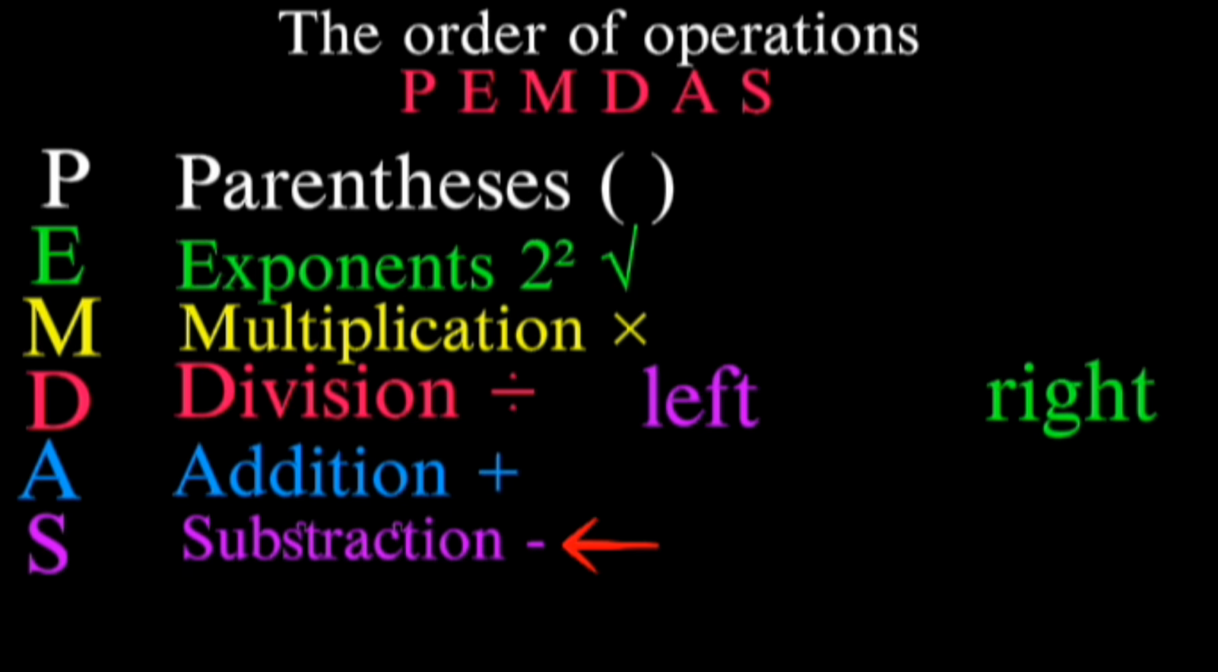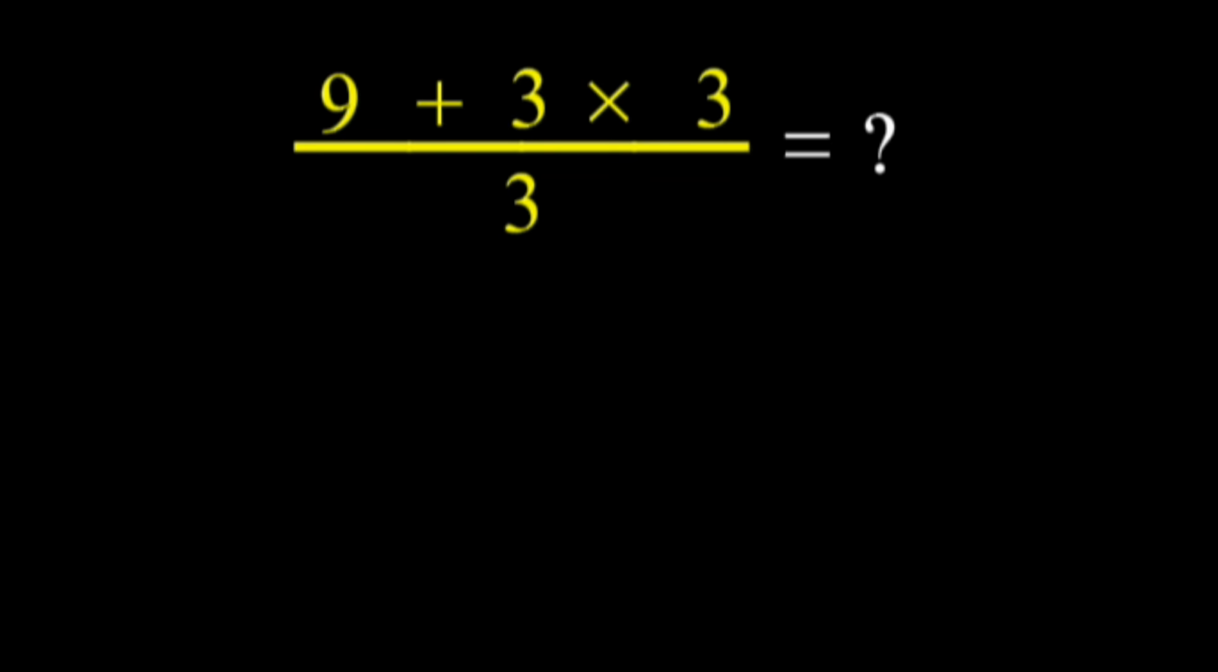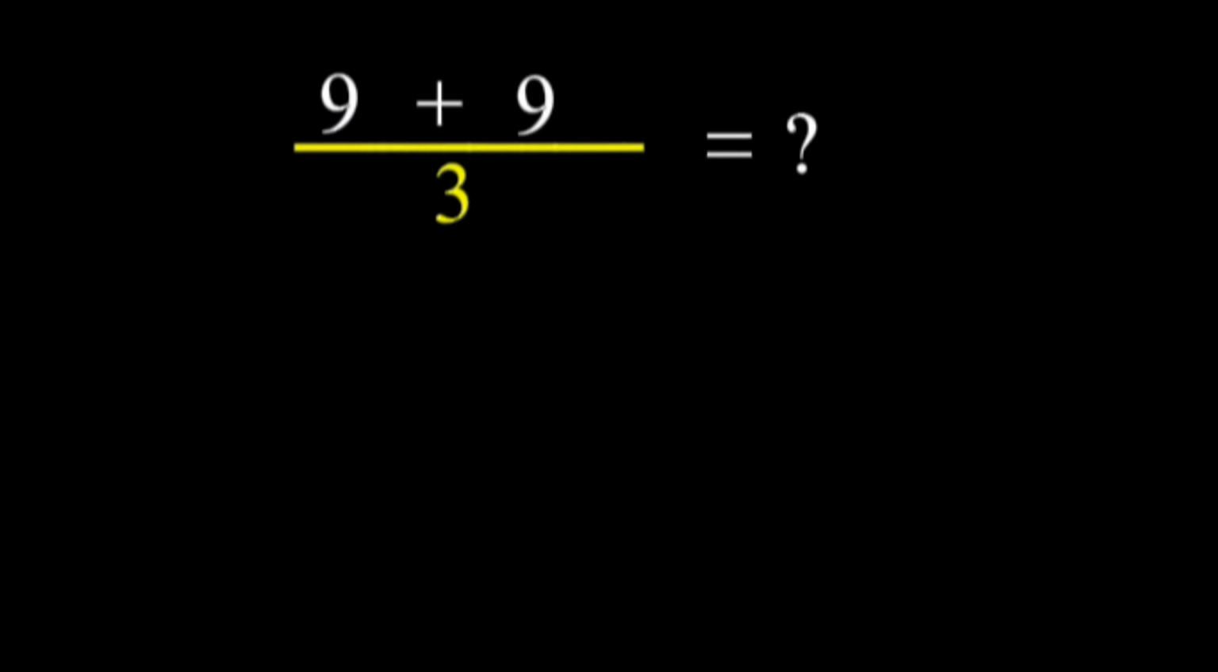Now, with these explanations, let's solve the question at the beginning of the video according to the correct order of operations. (9 + 3 × 3) / 3. First, we have 9 plus 3 multiplied by 3. According to the order of operations, multiplication comes before addition. So we calculate 3 multiplied by 3 first, which gives 9. Then comes 9 plus 9. That gives us 18.